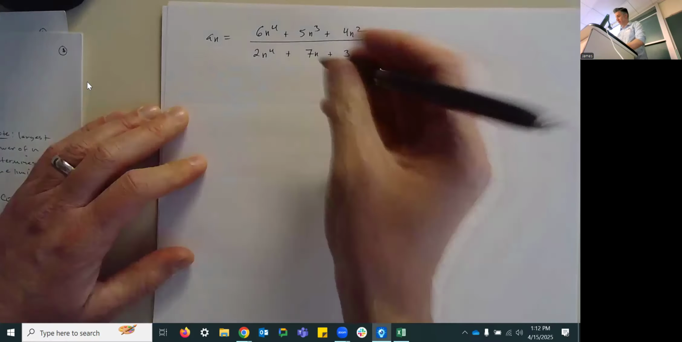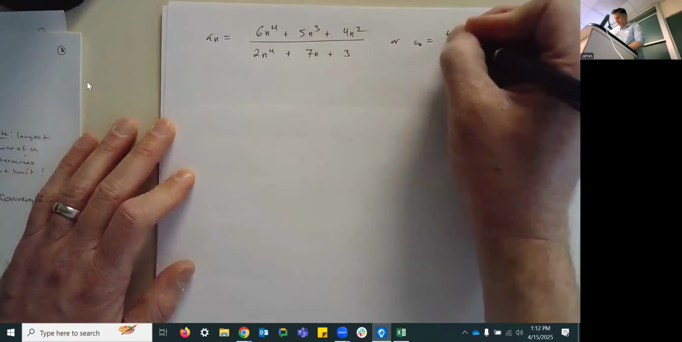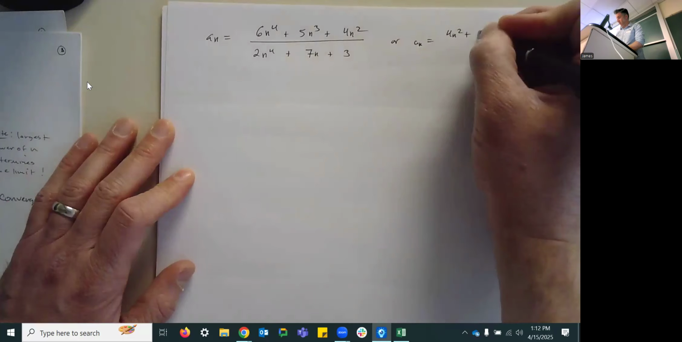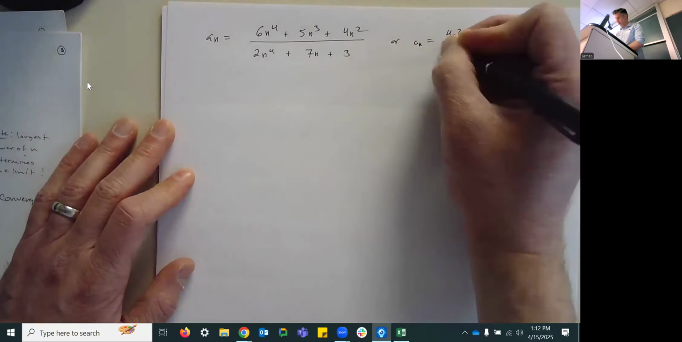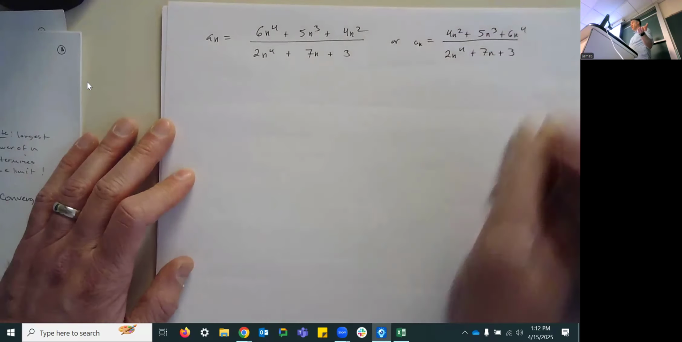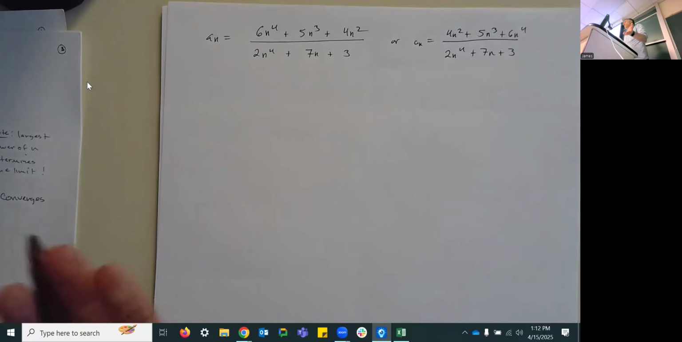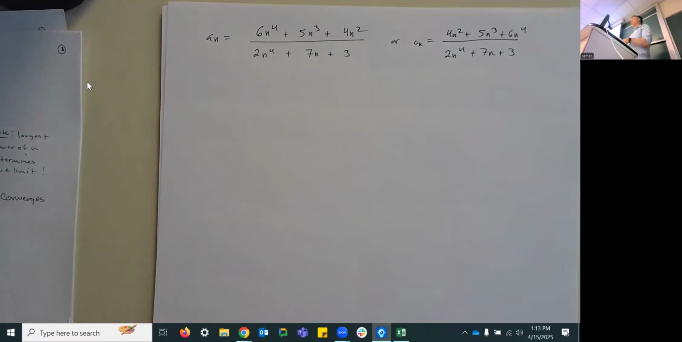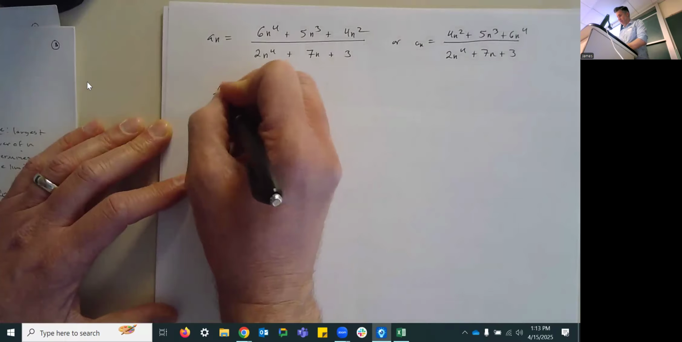Even if I write it like this, right? Even if I write it kind of atypically, if I wrote 4n squared plus 5n cubed plus 6n to the 4th divided by 2n to the 4th plus 7n plus 3, that's still the same sequence. I wrote it out of order, but it still has the same limit. The leading term on top is still 6, even though it's not written first. We should have written it first, but I didn't. The leading term on the bottom is still 2. So both of these have a limit that is going to be 3, and you can see that by showing the work.